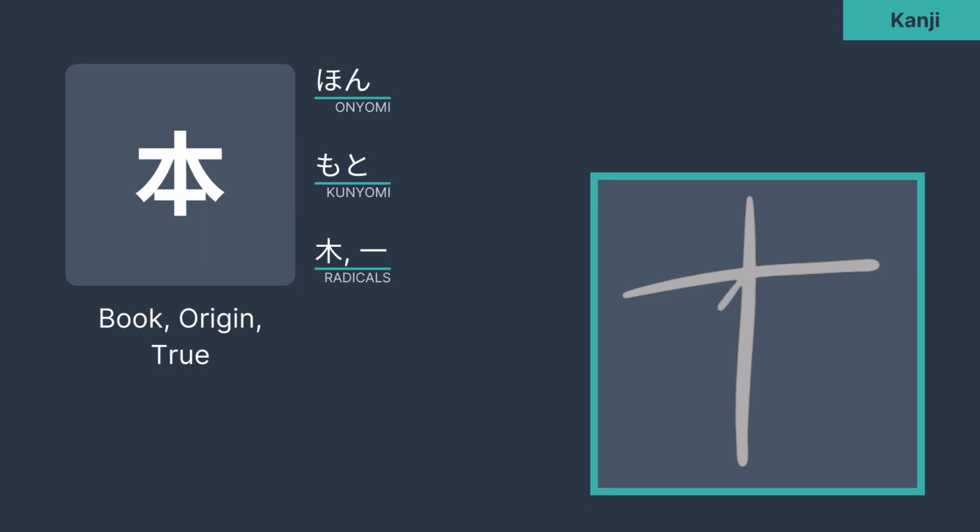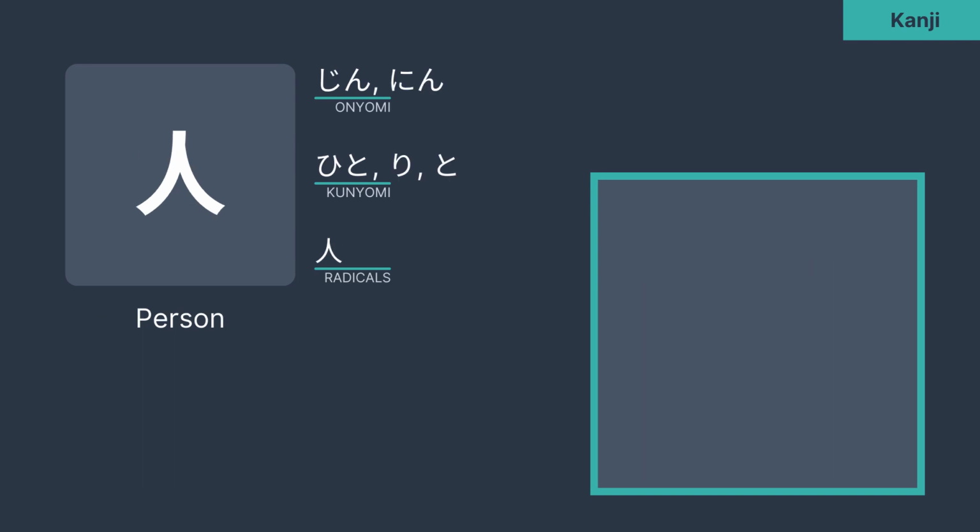This next kanji means person and it has the onyomi readings of jin and nin, and the kunyomi readings of hito, ri, and to. This kanji has 2 strokes. 1, 2. Let's do it again. 1, 2.